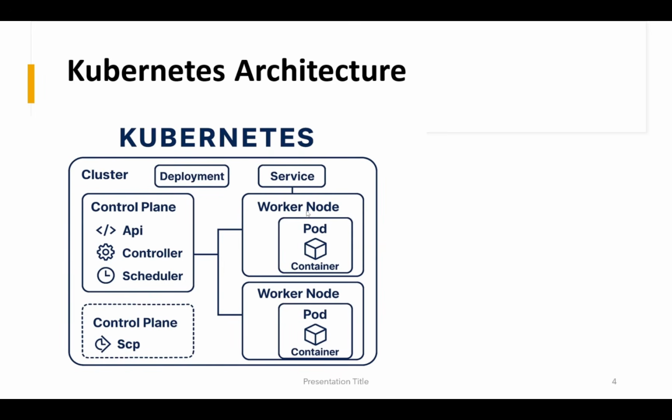And then we have worker nodes. These are machines, physical or virtual, that run your application workload. And then we have pods. A pod is the smallest deployment unit in Kubernetes. Each pod wraps one or more containers, right? We have some other components as well, like kube-proxy, but I want to keep it as simple as I can.